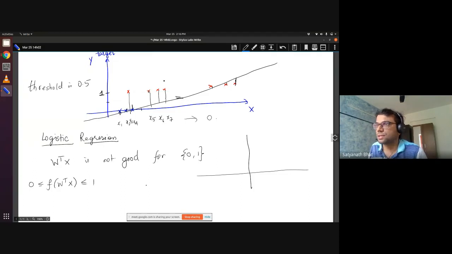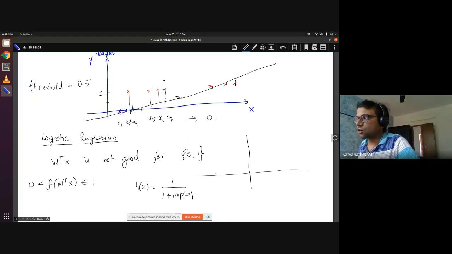The function which we are going to choose is h of a, which is called the logistic function. Instead of trying to learn a linear function, let us use this logistic function and see how it looks. This function is always between 0 and 1. If you plot this properly, you will see, so this is minus 2, 0, some choice like this.